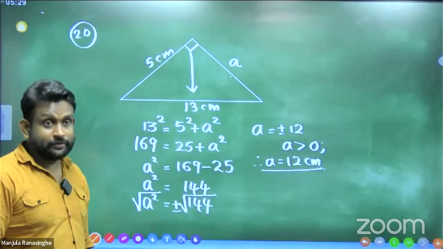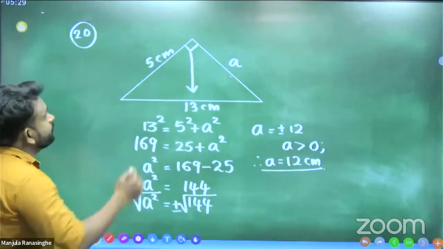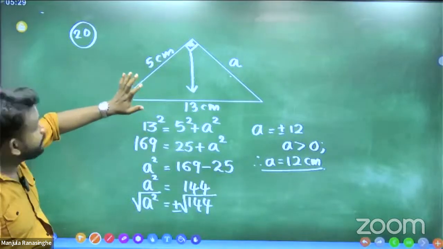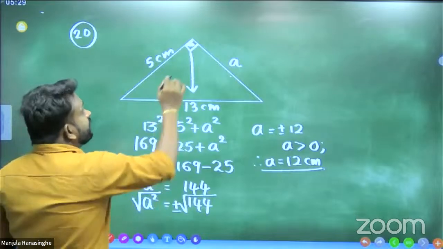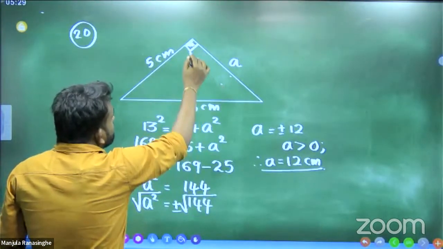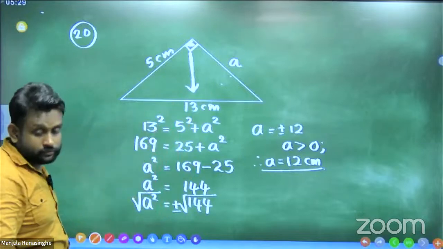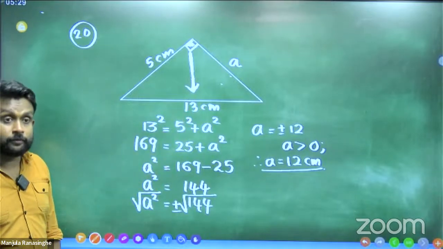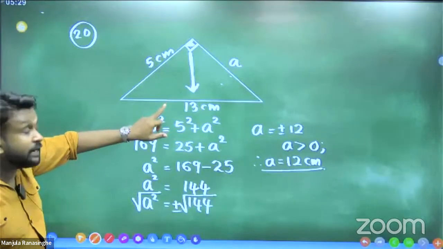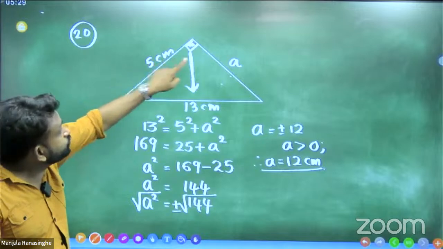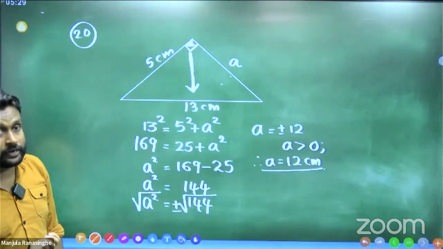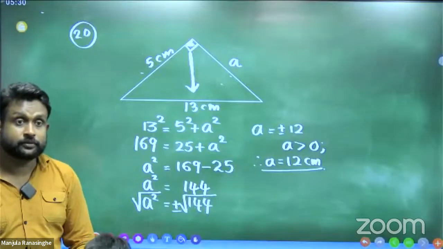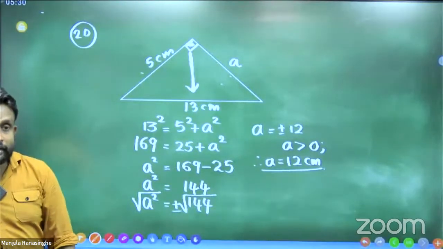Right. So I will explain again. See here. 90 degrees there. This is a right angle triangle. In a right angle triangle, the Pythagoras theorem says that the side in front of the 90 degree is called the hypotenuse, that is 13. That 13 squared, the hypotenuse squared, equals the sum of the other two sides squared. 5 squared plus A squared. That's how we simplified it.